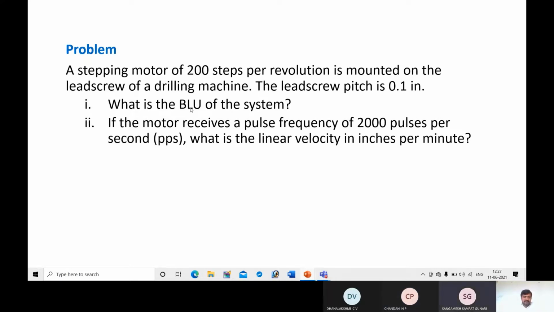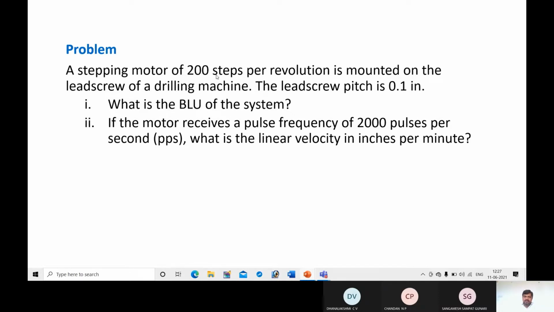So first, basic length unit. Here you have 200 steps per revolution. That means the motor should receive 200 pulses. If it receives 200 pulses, then it will result in a movement of 0.1 inches. Pitch value 0.1 inches means for one revolution there will be a linear movement of 0.1 inches. In order to get this one revolution movement, it includes 200 steps.